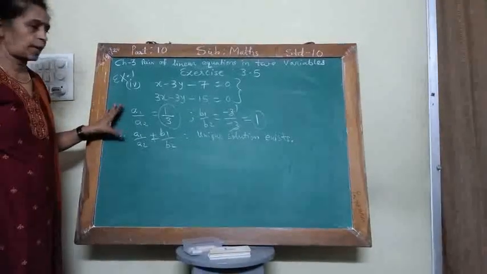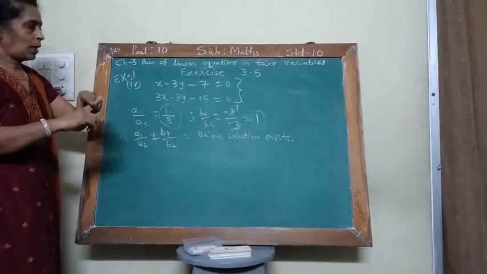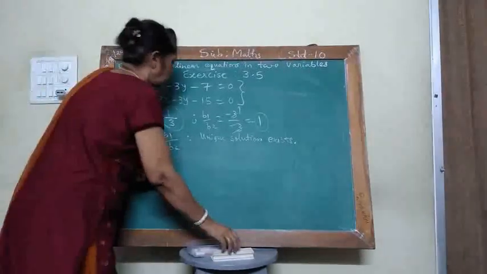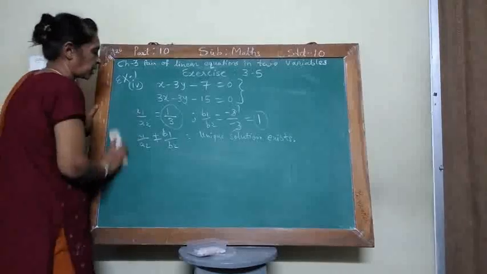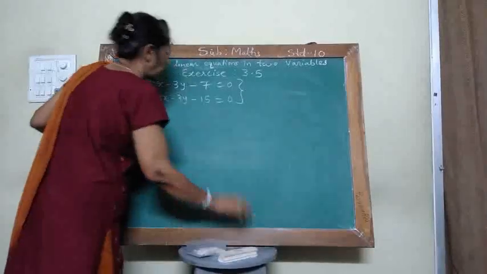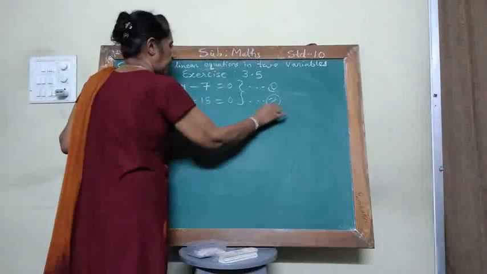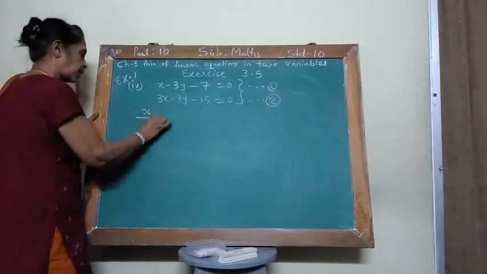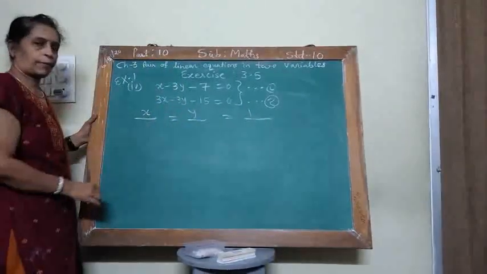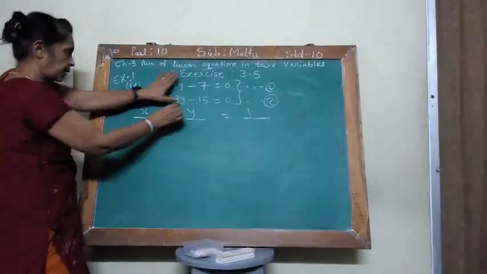So we predict that if you draw the graph, both lines intersect at one and only one point. In all methods you get a unique solution, but here we have to solve by the cross multiplication method. So after this you have to write: solving equations 1 and 2 by which method? Cross multiplication method. So what is that cross multiplication? x upon, y upon, 1. Put the equal sign. Here B1, B2, C1, C2.